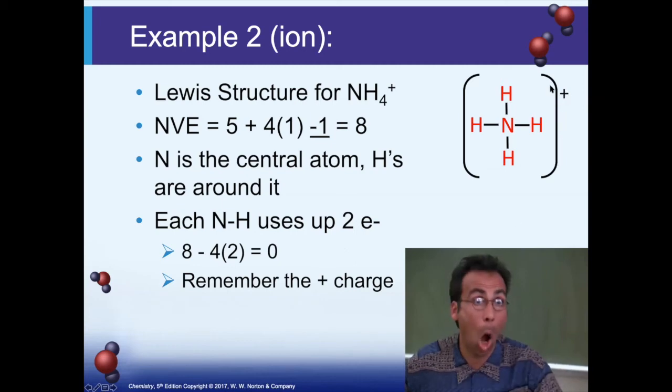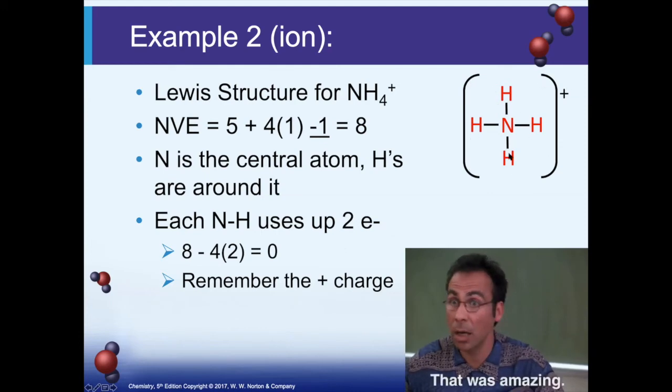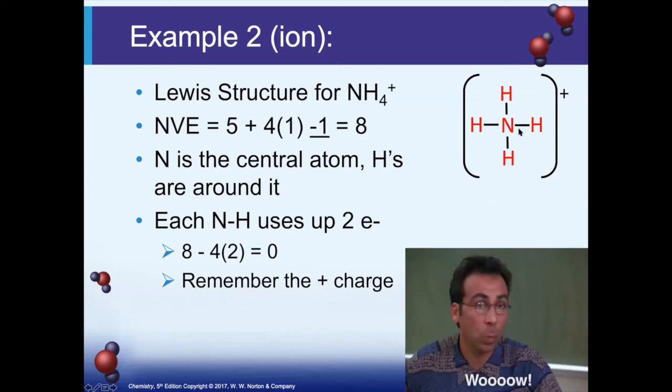You could see the positive charge as a superscript on brackets that encloses the whole Lewis structure, or you might also see the positive charge assigned to the atom that actually has the positive charge. That's called formal charge, and we'll get to that in another lesson as well. Okay, all right, so that's an example of an ion.